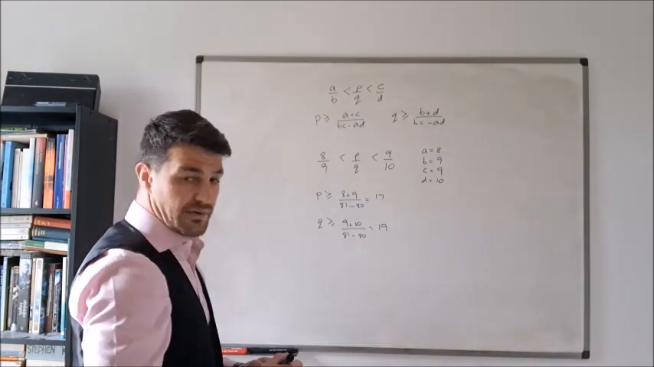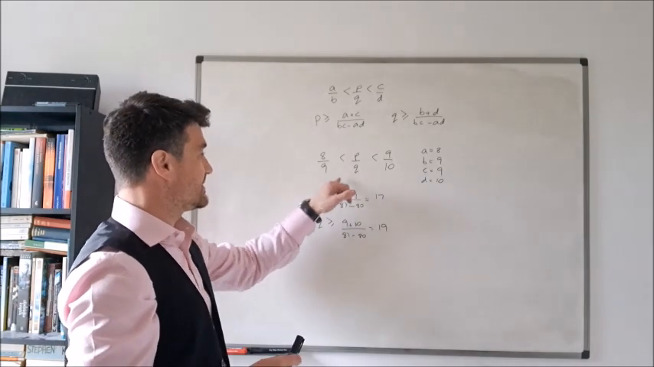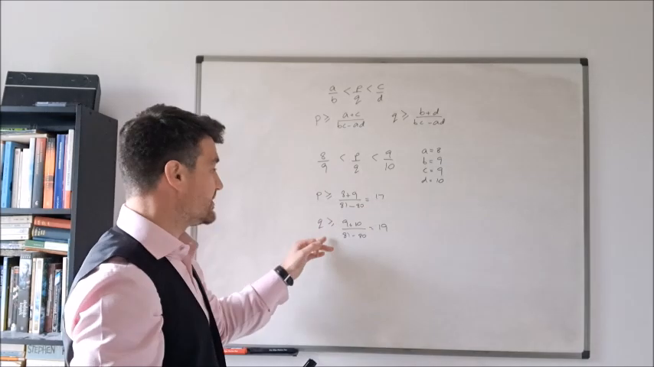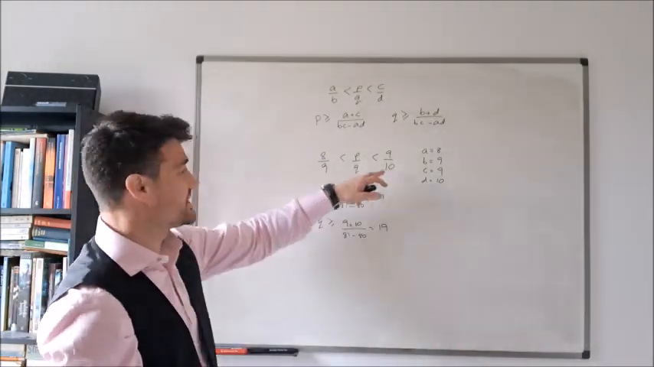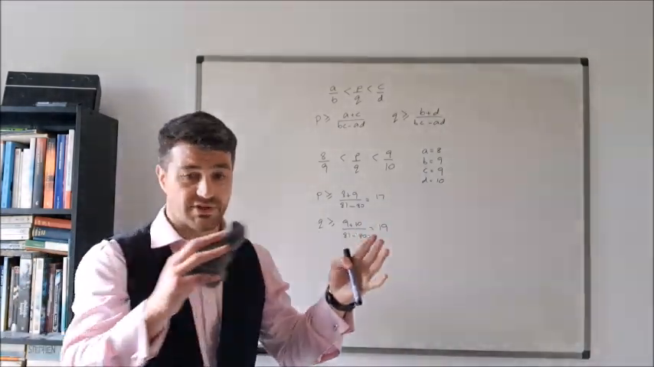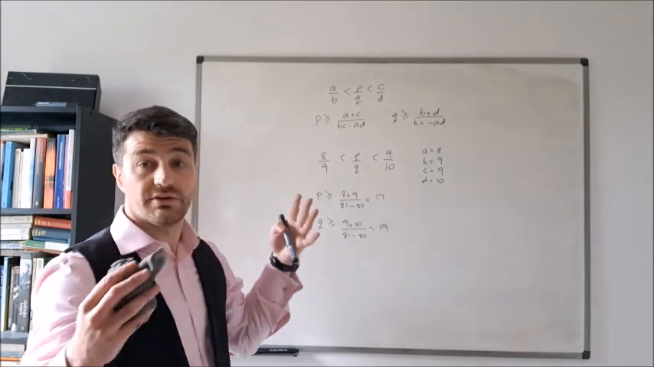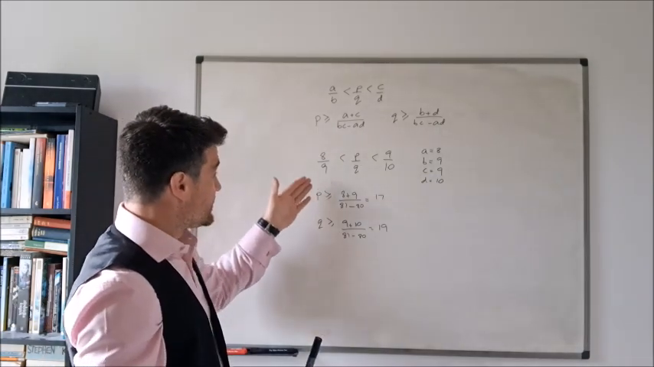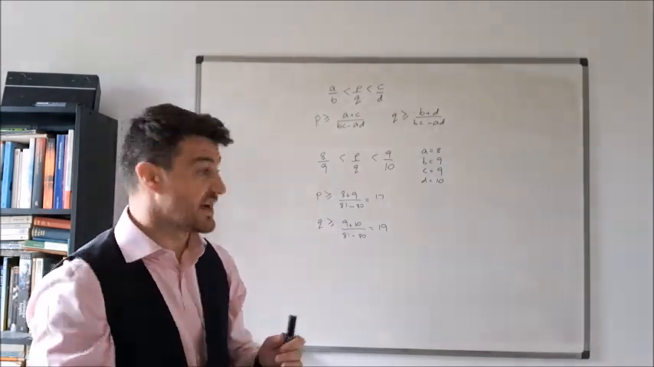Okay, so the only fractions that are going to satisfy this set of inequalities are fractions such that P is greater than or equal to 17 and Q is greater than or equal to 19. Obviously between 8/9 and 9/10 there's going to be an infinite number of possible fractions, an infinite number of rational numbers that satisfy this inequality. But what we do know from what we've proved is that the numerator must be at least 17 and the denominator must be at least 19.